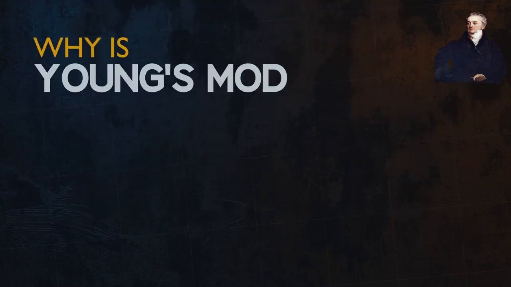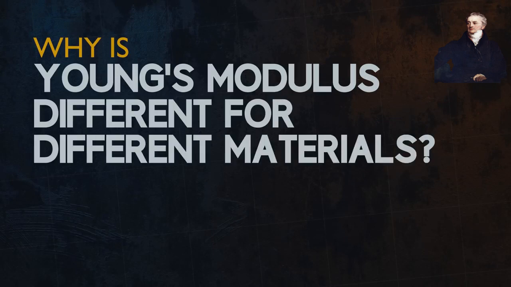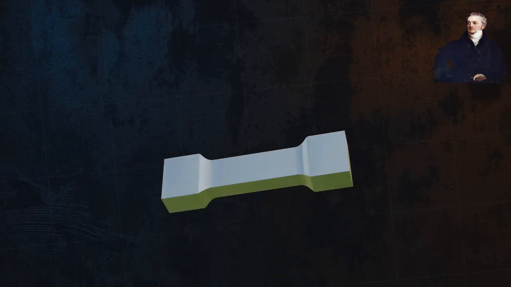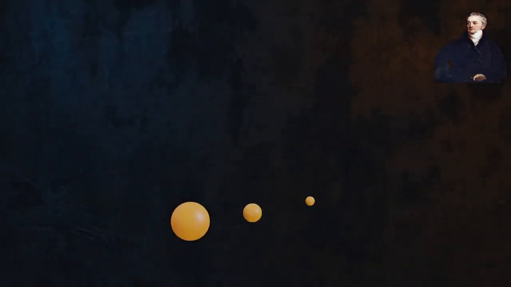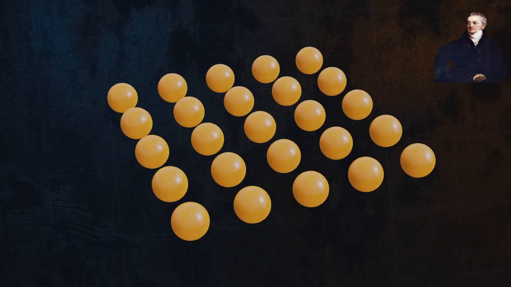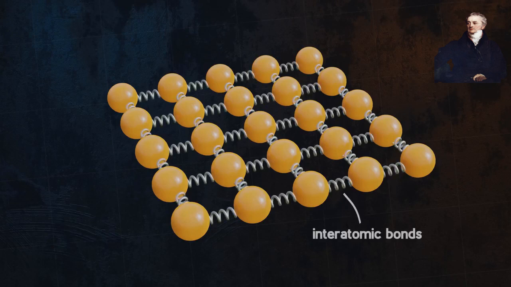Why is Young's modulus different for different materials? Understanding what is happening at the atomic level can give us a better understanding of Young's modulus. On an atomic level, a material's Young's modulus is closely related to the strength of the bonds between its atoms. We can imagine these interatomic bonds as tiny springs connecting adjacent atoms.